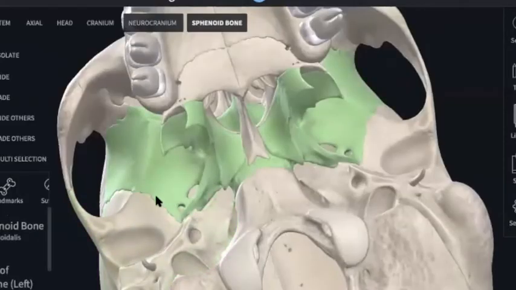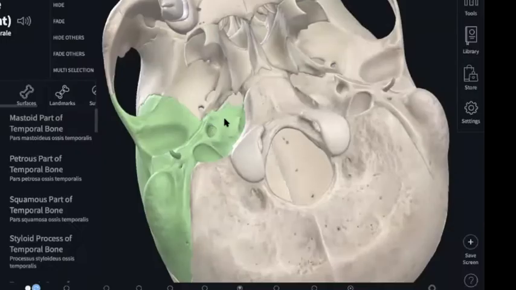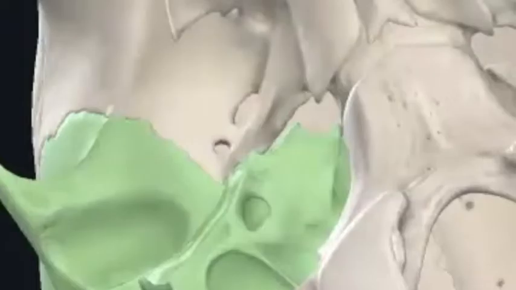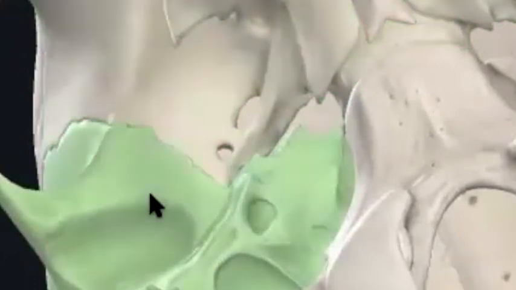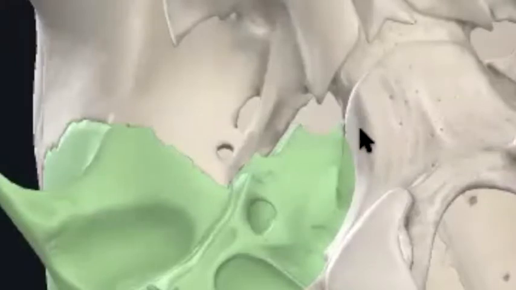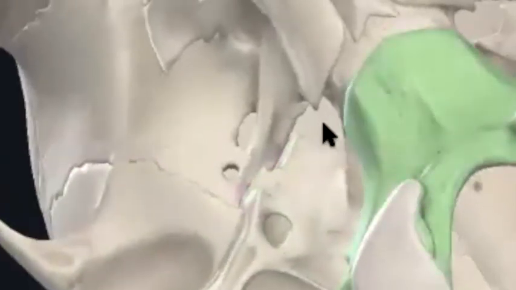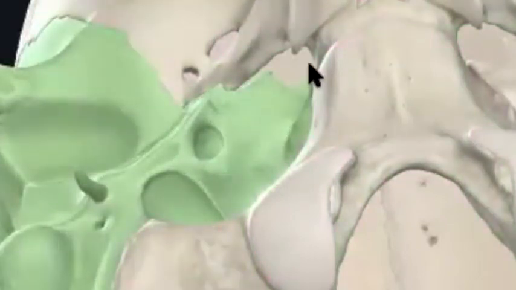So that's your sphenoid, and then the sphenoid articulates with the temporal bone. And there's a little space right over here, right? And that is your foramen lacerum. It's formed by your sphenoid and mostly your temporal. Some images show it also as part of the occipital bone. But that's your foramen lacerum, formed by two bones right there: your sphenoid and the temporal.